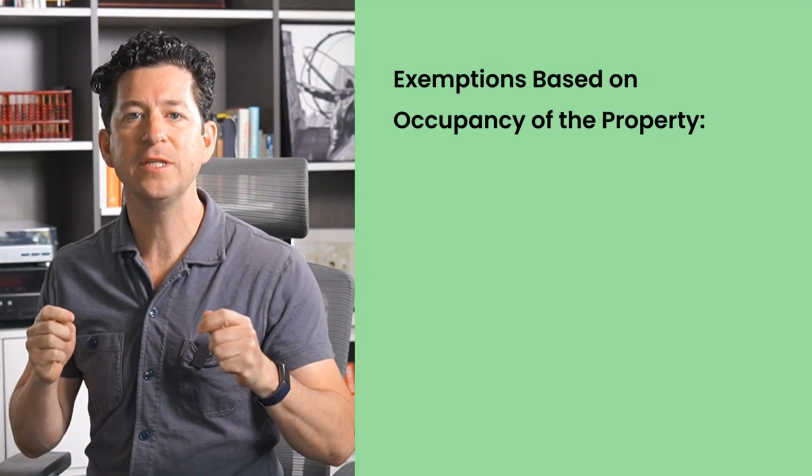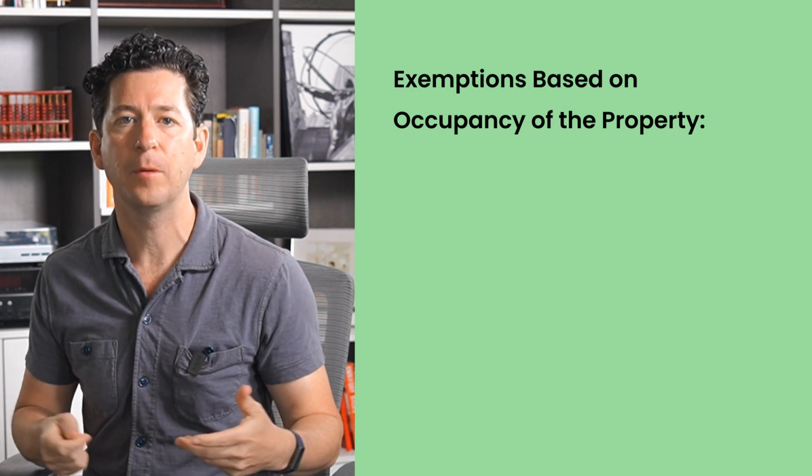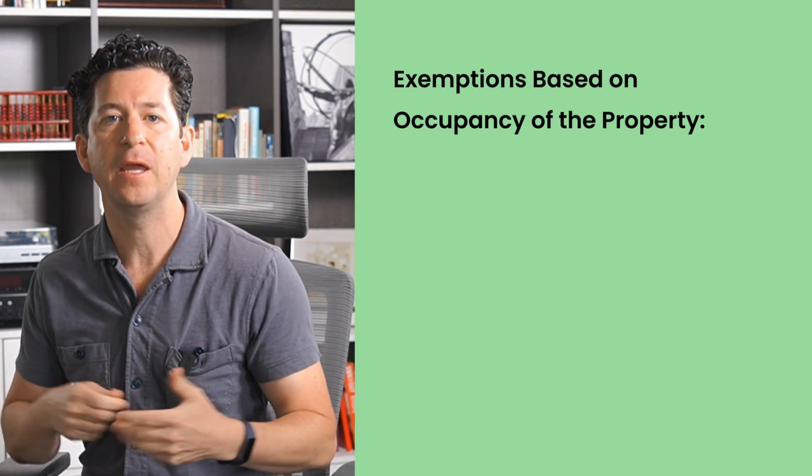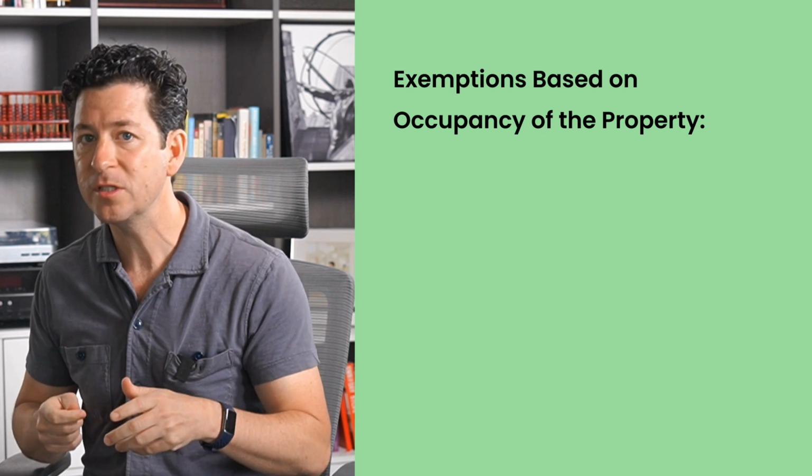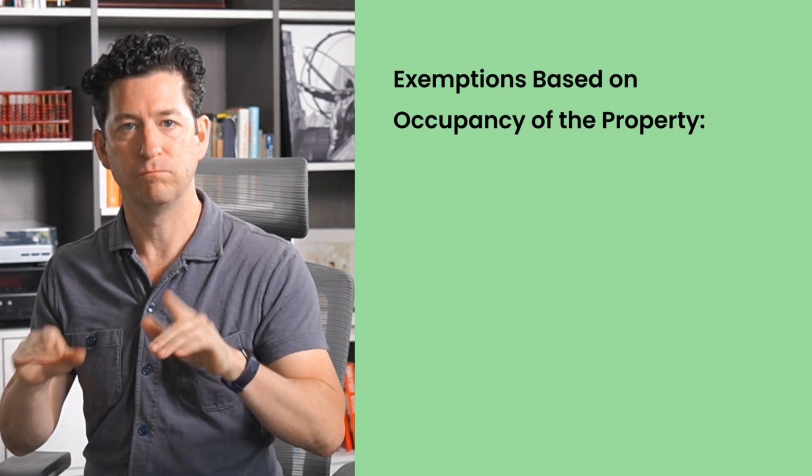Another term that needs defining is substantially completed. We've linked that in the description below as well. Next, I'll list exemptions based on occupancy of the property. The following types of occupancy of a property provide an exemption from paying the UHT. Owners may still need to file a UHT return though, so watch for that.